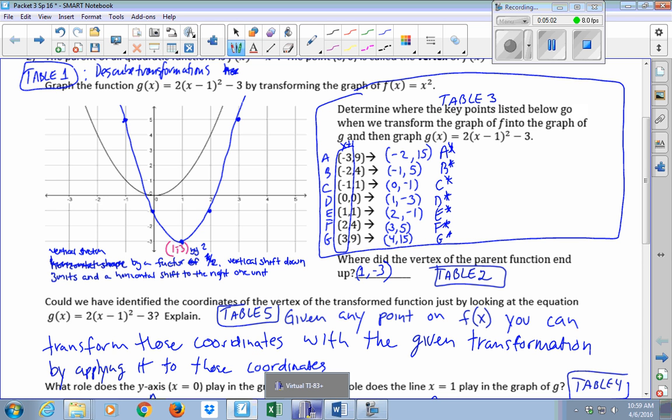There's my new vertex. You can also pluck them right off of here. Look, that's 1. And then you take this whole thing, and that's your y value. So when you have a quadratic equation in this form, boom, you get your vertex immediately, which is a very important point.